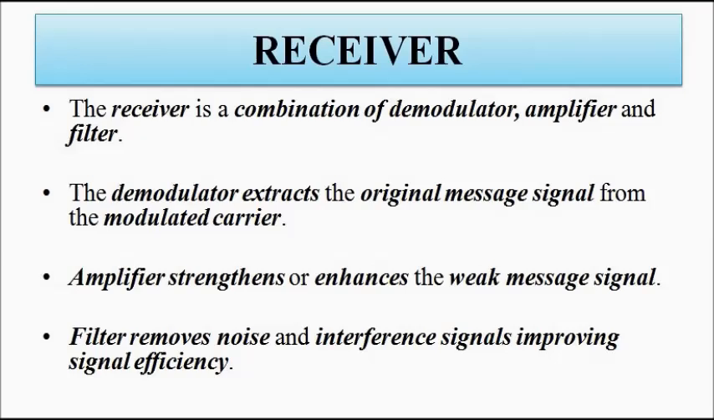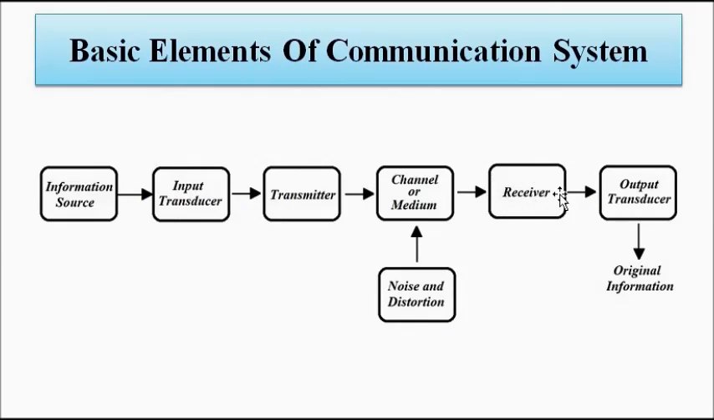Now the output of the receiver is an electrical signal, which is still in voltage or current form. But at the transmitting side, the original signal was the voice signal. Here at the receiver side, we are getting the voltage or current equivalent of that voice signal. So again we have to use another output transducer so that the electrical signal can be converted into its original form, which is the sound signal, the voice signal.